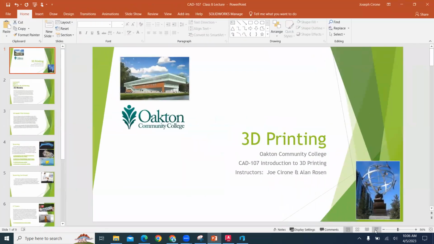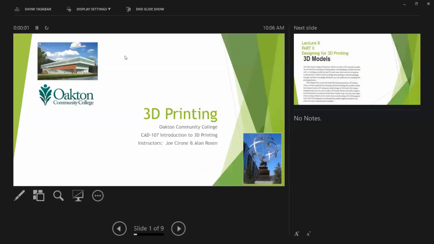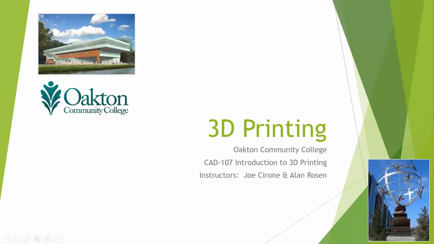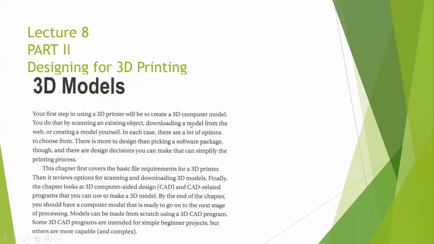And so as we take a look at the textbook material, looking at part 2 of the textbook, designing for 3D printing. And so now that we understand how the different types of technology for 3D printing work, we're going to be looking at how we can design to best use that technology. And essentially, it's very CAD based.